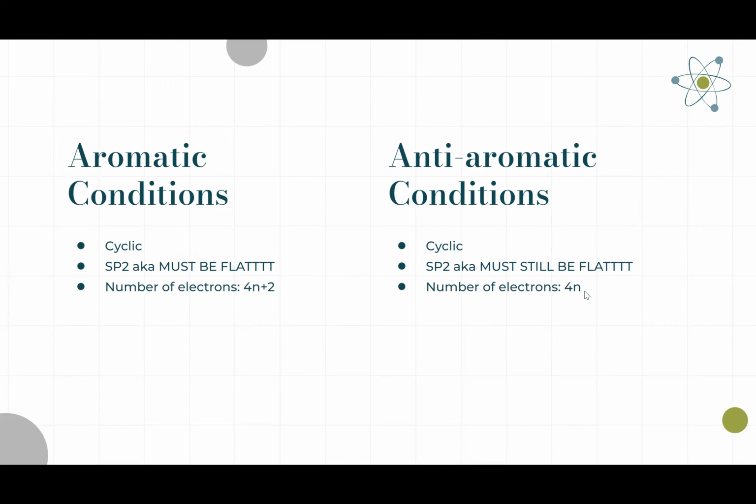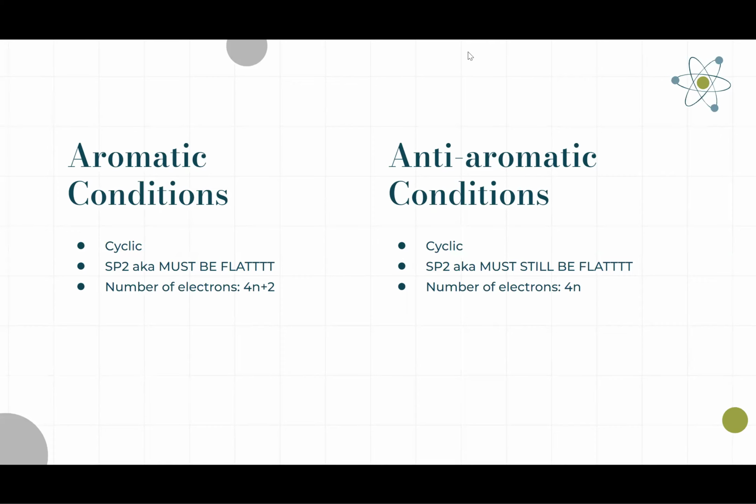Anti-aromatic has the same two conditions: it must be cyclic and sp2, and it must also have a pi conjugated system. The only difference from aromatic is that anti-aromatic is 4n. The reason it's called anti is because of the anti-bonding orbitals: when you draw out the molecular orbitals, it has anti-bonding orbitals that are filled.